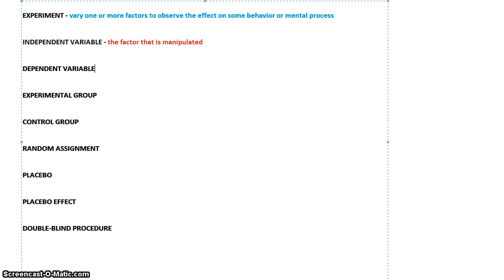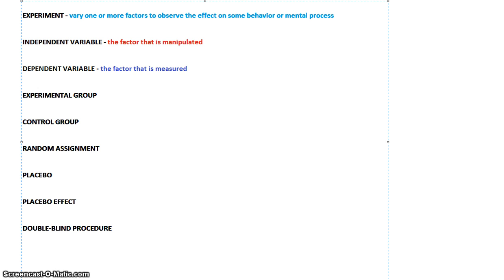Whereas the dependent variable, you do not get control over this in the same way. The dependent variable is the factor that is measured. It's what you measure at the end. It's called the dependent variable because it depends on whether or not you got the independent variable. So in my does this drug alleviate depression study, what am I measuring at the end? I'm measuring your depression level. So in that version, the dependent variable would be depression.